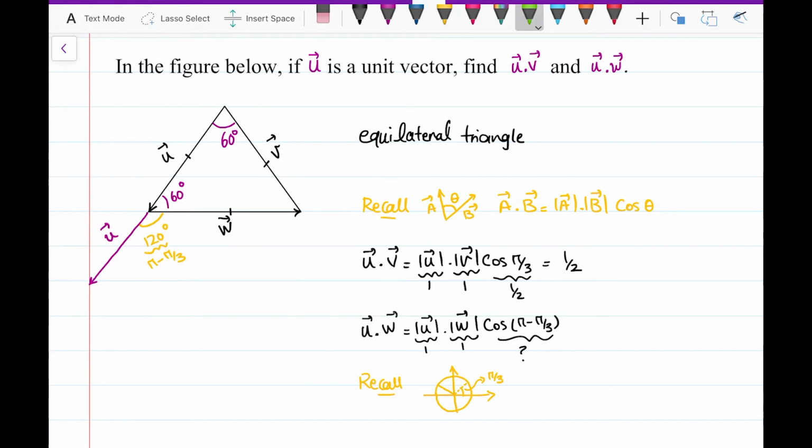Okay, so the whole thing here is pi minus pi over 3, and to find the cosine, as you see, this is the cosine axis, and the cosine of pi minus pi over 3 is on the negative side. So this is equal to negative cosine of pi over 3, which would be negative 1/2. So the answer here is 1 times 1 times negative 1/2, which would be negative 1/2.